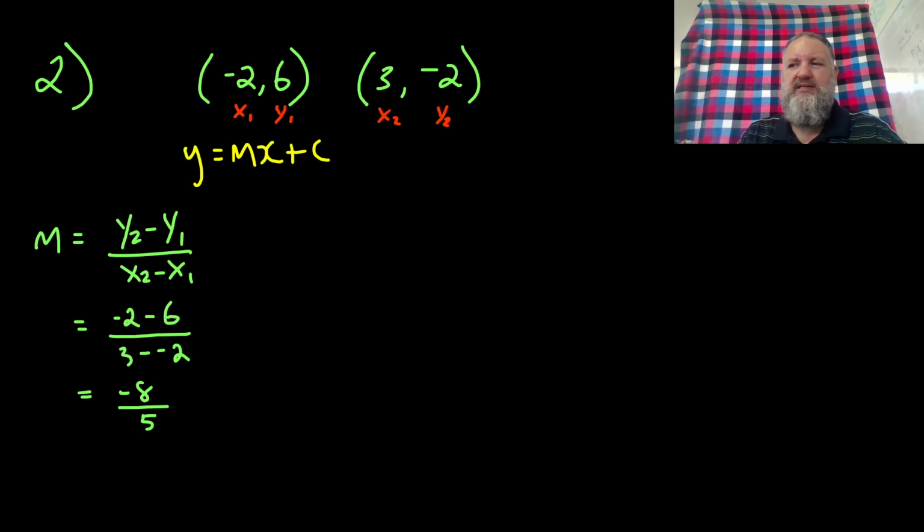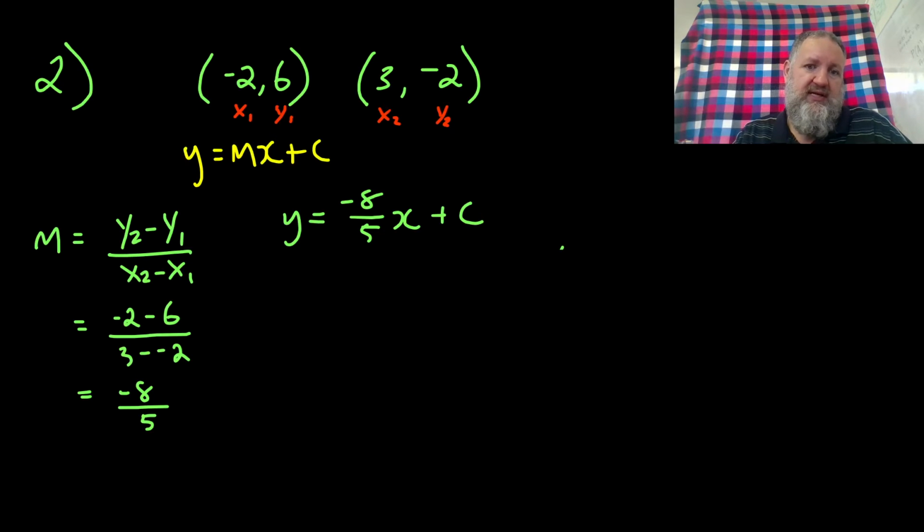So to save space, I haven't gone down; I've written this over to the side a little bit. You'll see. So we write in our partial equation. We've got y is equal to our value of m, which is -8 over 5, x plus c. Very good. We don't have a y-intercept. We don't know what it is when x is equal to 0. So we just have to deal with what we have already got.